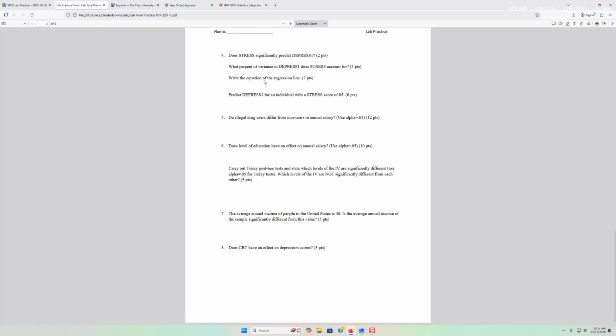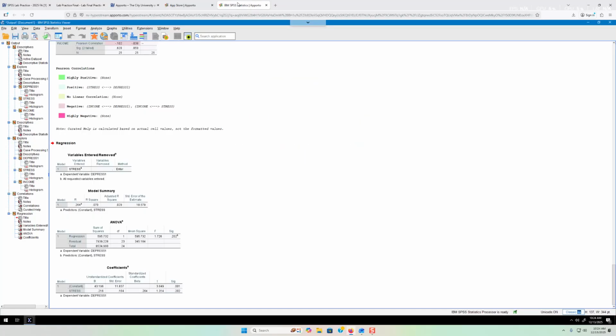Write the equation of the regression line. So that's also given here in the coefficient box. So you're going to look at the unstandardized coefficients. So the regression line would be 0.216 times stress plus 43.196. So 0.216 times stress, which is our x, right? Our x is stress here. 0.216 times stress plus the y-intercept, which is 43.196, is the regression line.